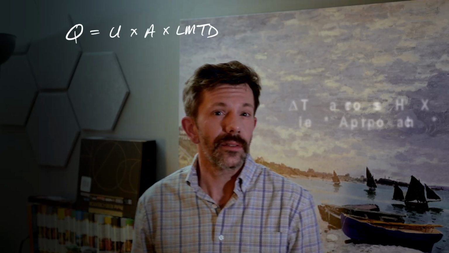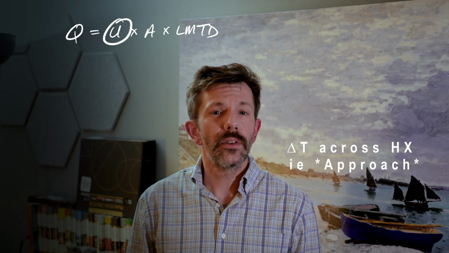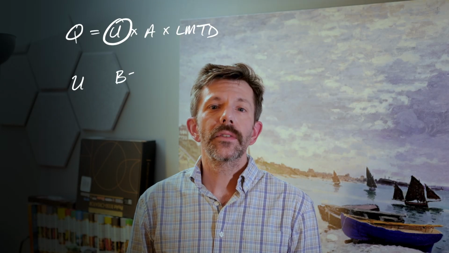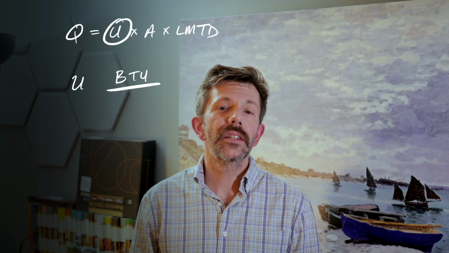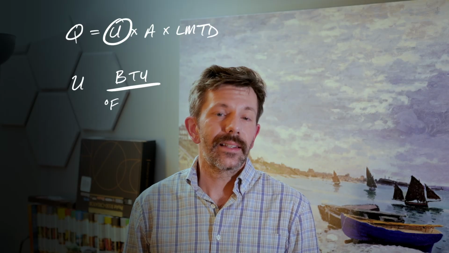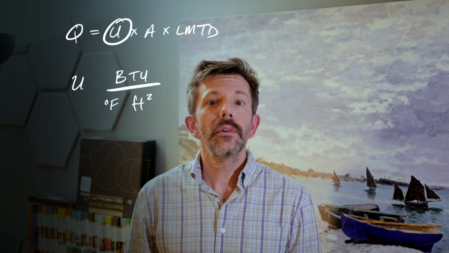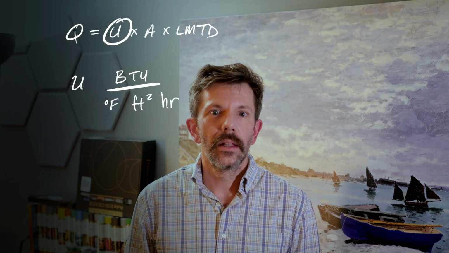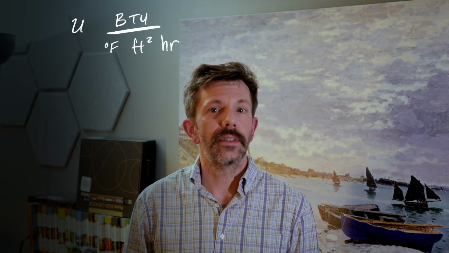Heat exchanger capacity can be defined as Q equals U times A times LMTD. A is your surface area, LMTD is your log mean temperature differential, basically your delta T. U is the heat transfer coefficient, and that's the critical piece here. The heat transfer coefficient is a number that defines how effective your heat exchanger is at exchanging heat. The unit of measure is BTUs per hour square foot degrees F. This is just energy per time, area, delta T.